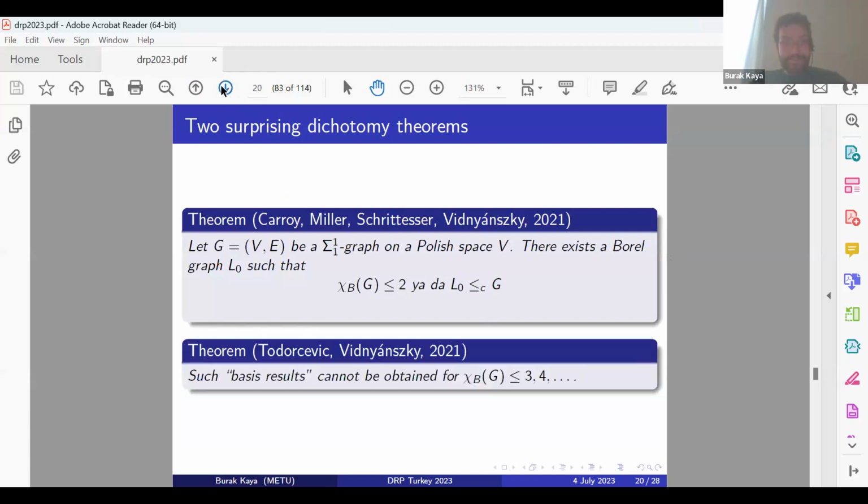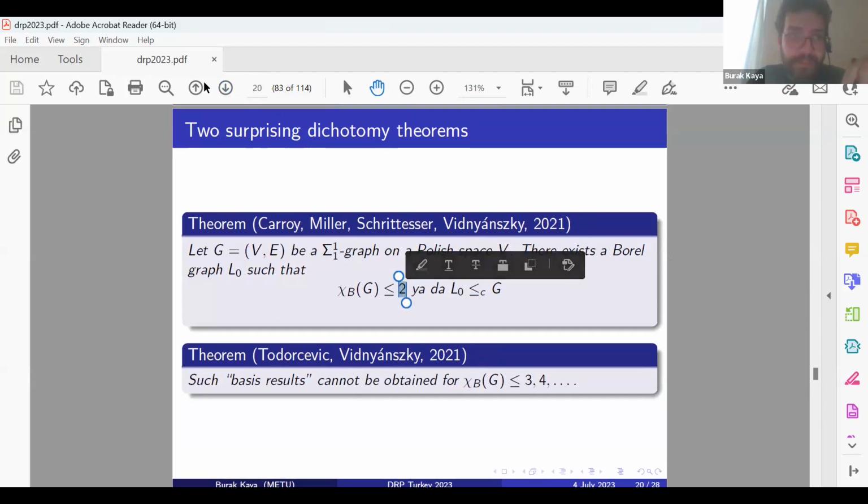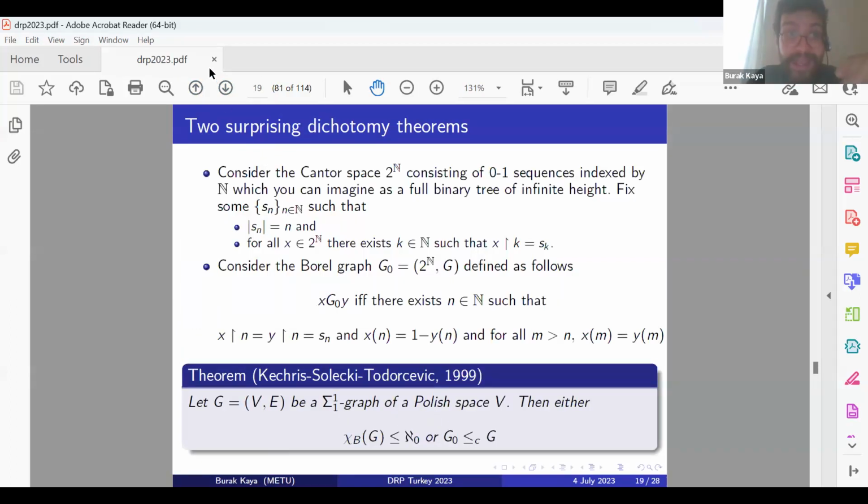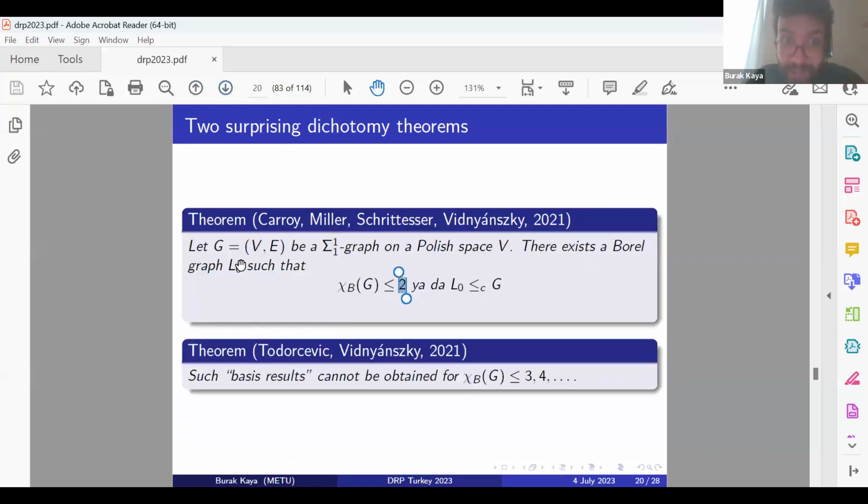Now, after this, one of these authors, and Steve Todorcevic from Toronto University, a very famous set theorist, proved the following. Such a basis result cannot be obtained for other things. Like we have the result where we have 2 here, we have a result where we have uncountable here, and they proved that you can't have such a graph for 3, 4, and other things, which is kind of interesting because for countable chromatic number, you have a dichotomy theorem. For chromatic number less than or equal to 2, you have a dichotomy theorem. And it turns out that no such theorem exists for other things, which is a very surprising result.